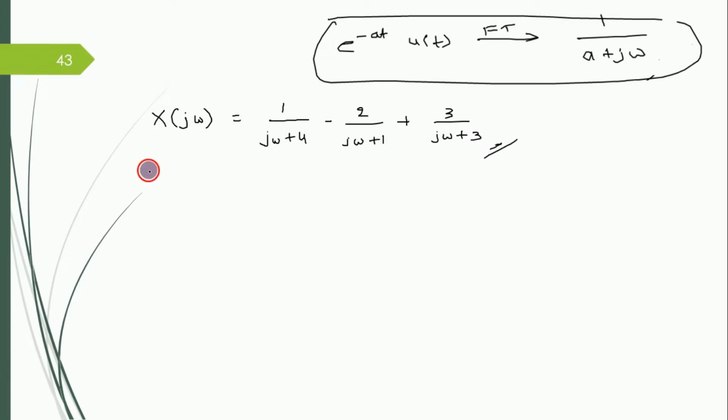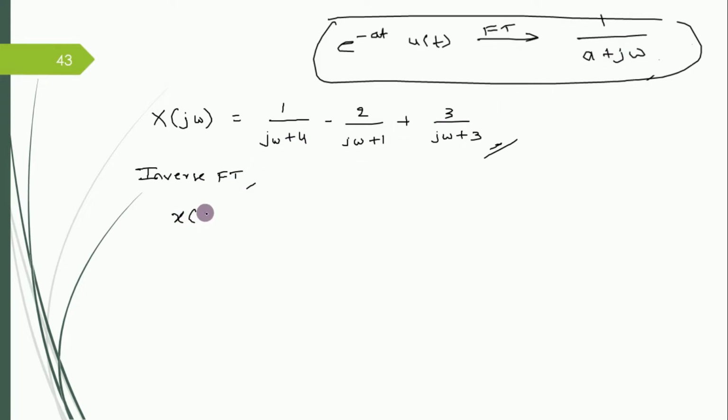Now we have to apply the inverse Fourier transform. So here I have given you the relation, the FT pair: e raised to minus at u of t, where the FT pair is 1 by a plus j omega. We have solved this problem and we have used this many number of times. So by this you can see here 1 divided by a space is occupied by 4 plus j omega. It is in this form.